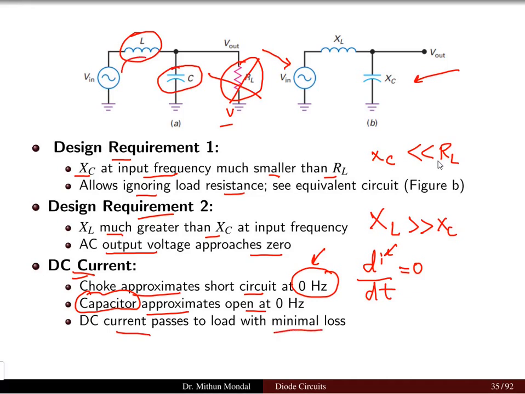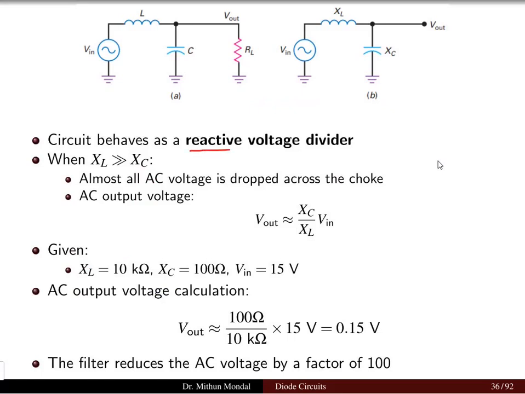Whatever input is coming in the DC condition, the inductor is basically a short and the capacitor is open, so all the current will pass through the load resistor. The circuit here behaves as a reactive voltage divider, and hence when XL is very much greater than XC, almost all the AC voltage is dropped across the choke. So across the choke you will have all the AC voltage drop.